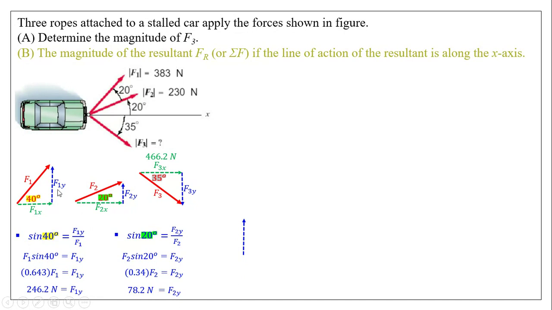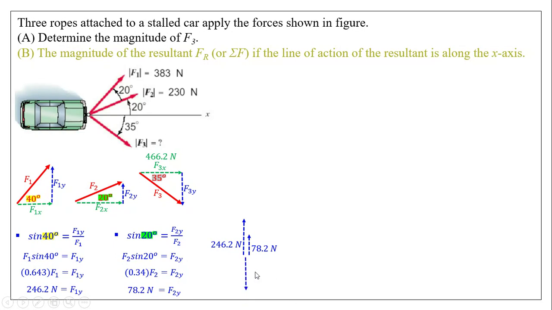So here, F1y is pointing up, and F1y is 246.2 at the bottom left of the screen. I'm also going to look at the diagram here, and I see that F2y is also pointing upward. So I'm going to go ahead and draw that up. The magnitude of F2y is 78.2, which I already calculated in the first slide. However, if you look at the third triangle here, F3y is pointing downward, so I'm just going to draw that pointing downward.